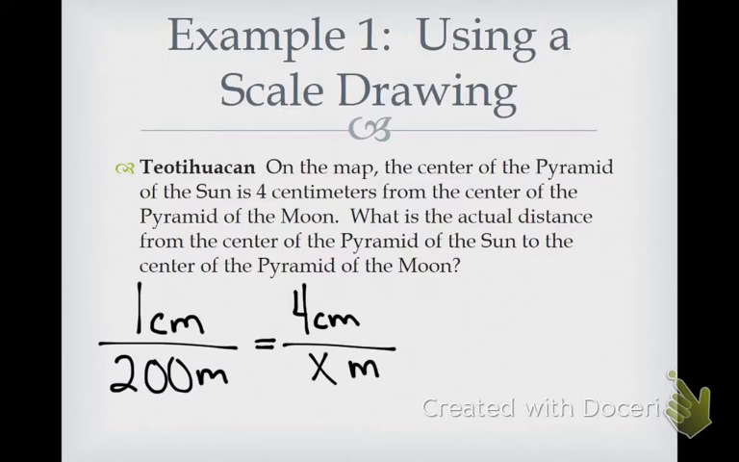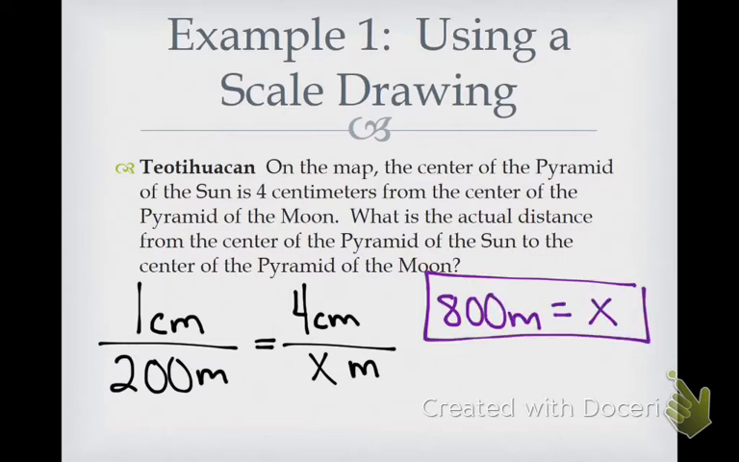Okay, so choose the method that you want to use to solve. I did cross products and I got 800 meters equals X, because when I cross multiply, 1 times X is just X. So 800 meters is the actual distance.